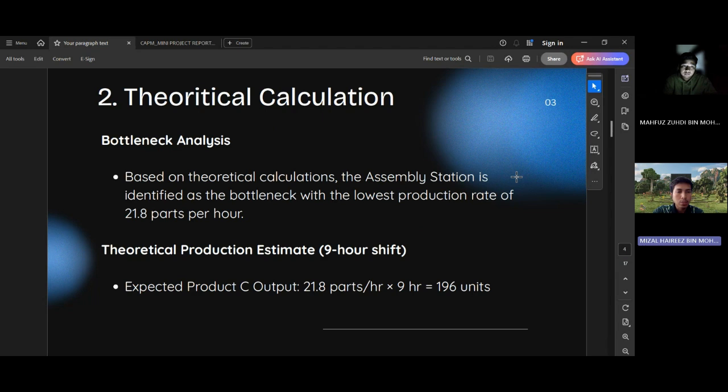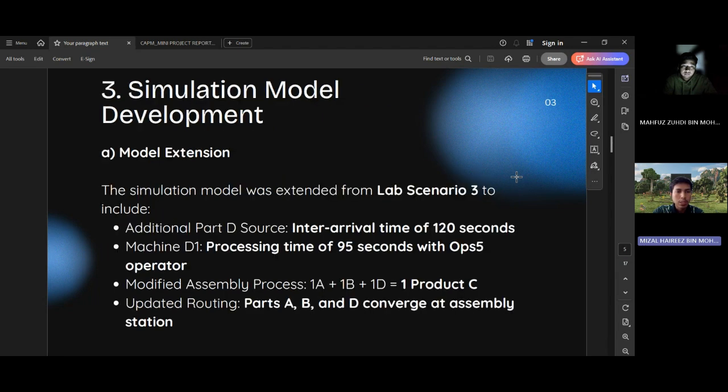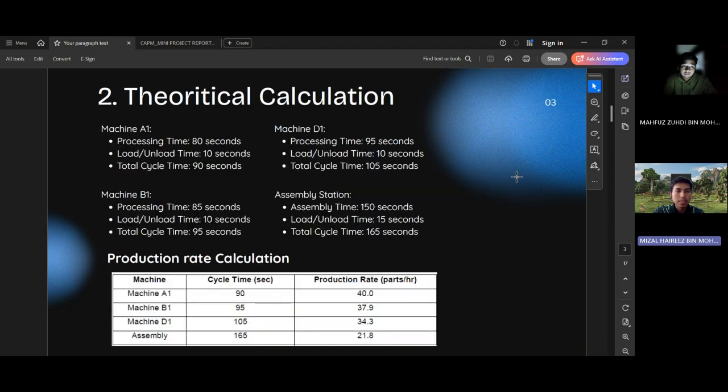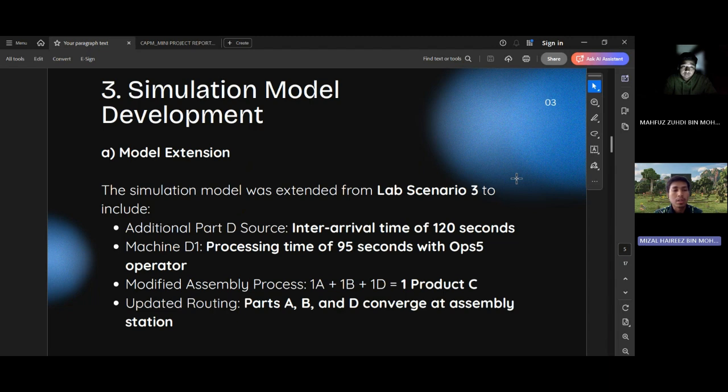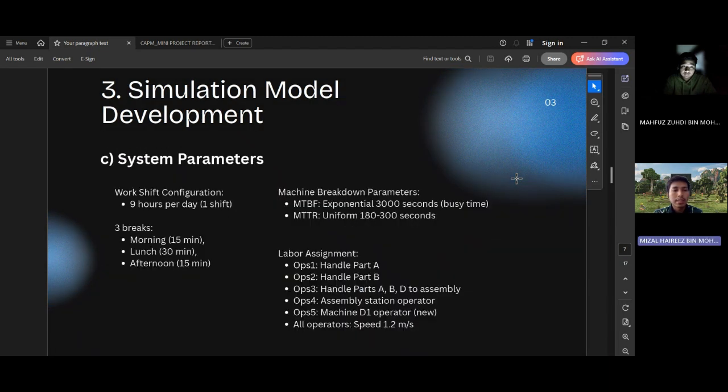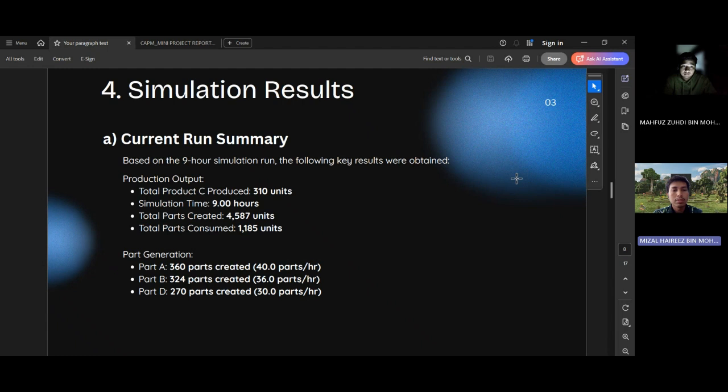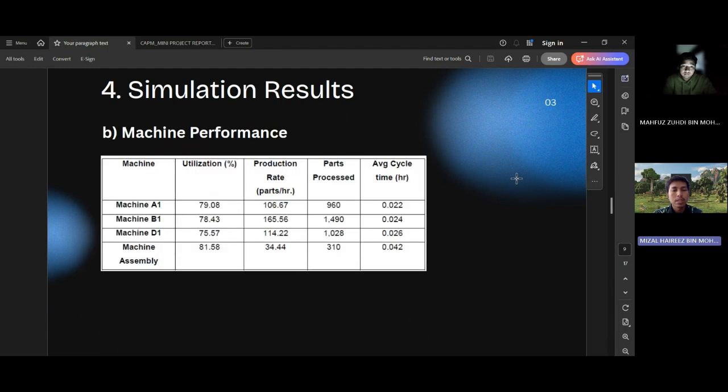For the simulation result overview, our simulation produced 110 product units, which is 83% higher than our theoretical prediction of 169 units. This represents an average production rate of 34.44 parts per hour from the assembly station. And the system processed over 4,500 total parts during the 9-hour simulation.